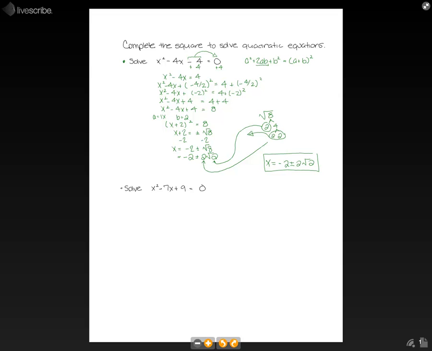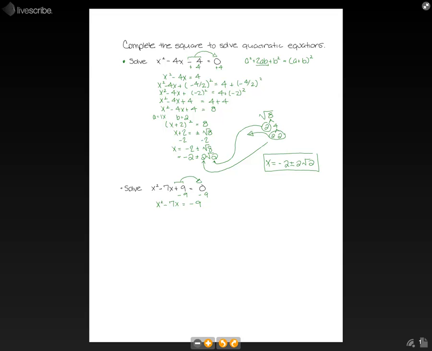For x squared minus 7x plus 9, we're going to follow the same method. First, we're checking to make sure that the coefficient of the quadratic term is 1, which it is. Now we need to transpose the constant to the other side of the equal sign, which we do by subtracting 9 from both sides, giving us x squared minus 7x equals negative 9.